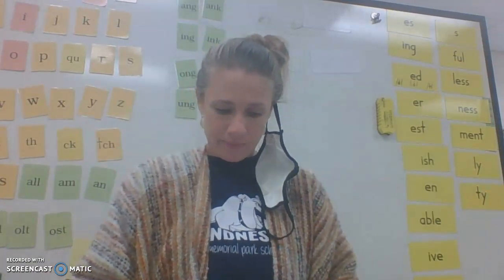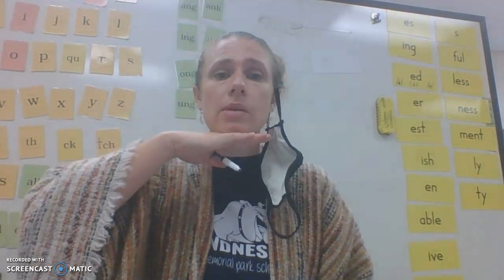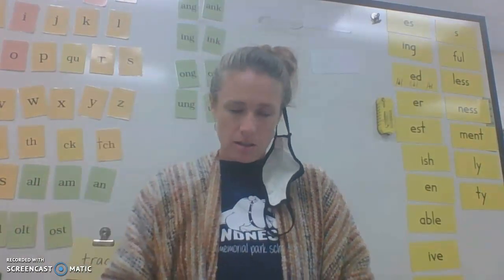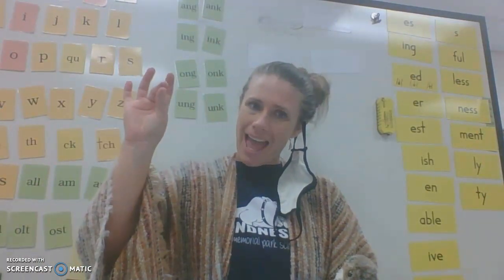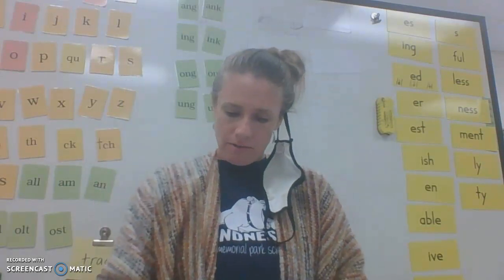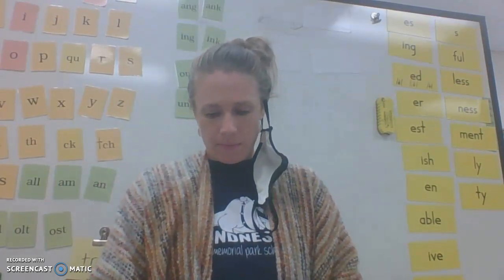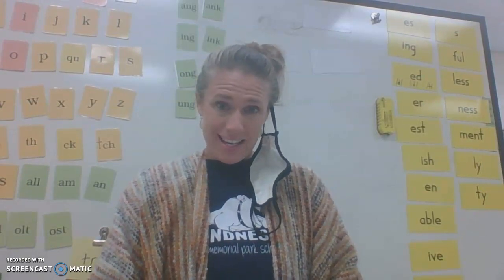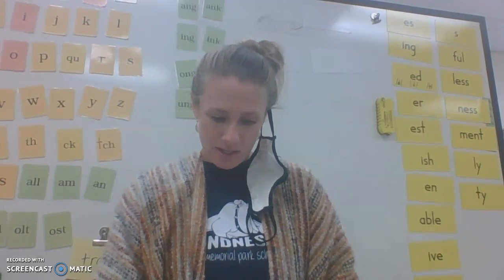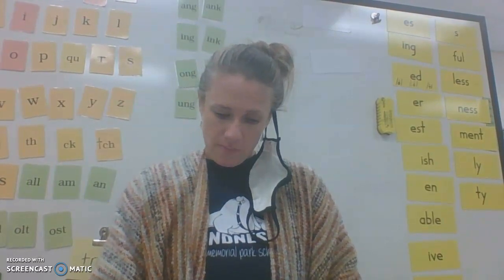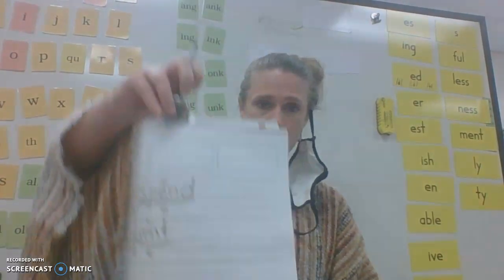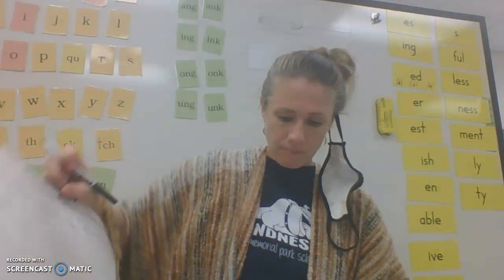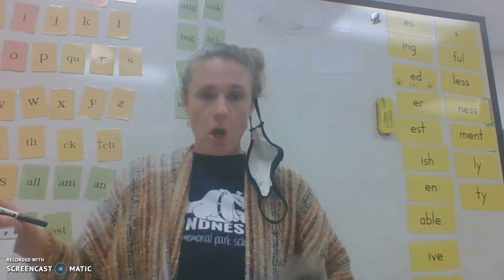Event. Help you with your syllables. Put your hand under your chin. Event. E-v-e-n-t. Vent. Scoop those syllables and label them. That E is open for the prefix, long E, and then the second one is closed in, so it's a short E. Event. Number 3, repeat after me.